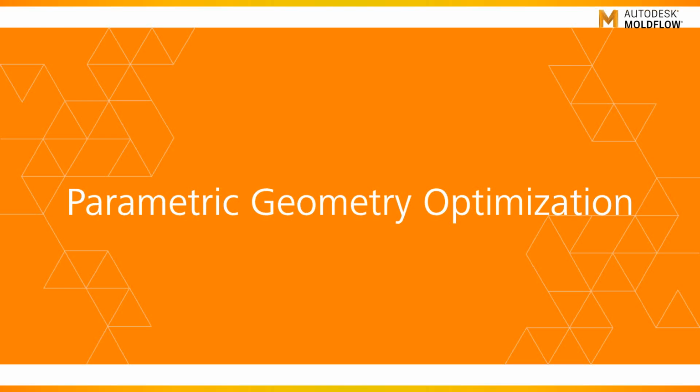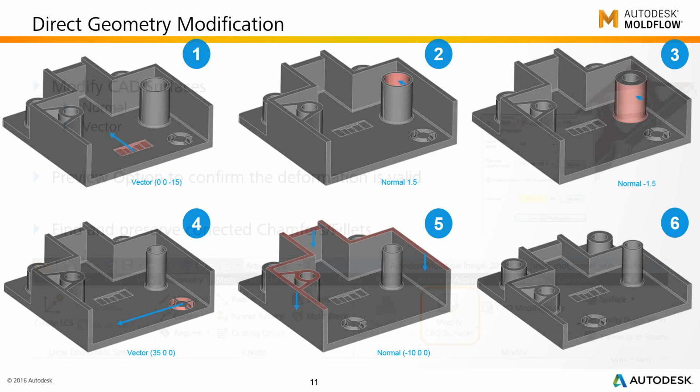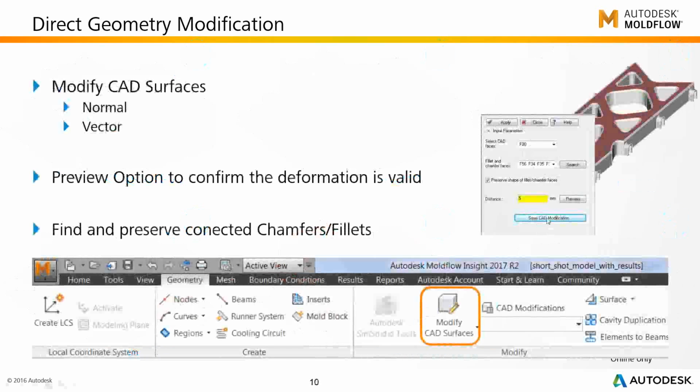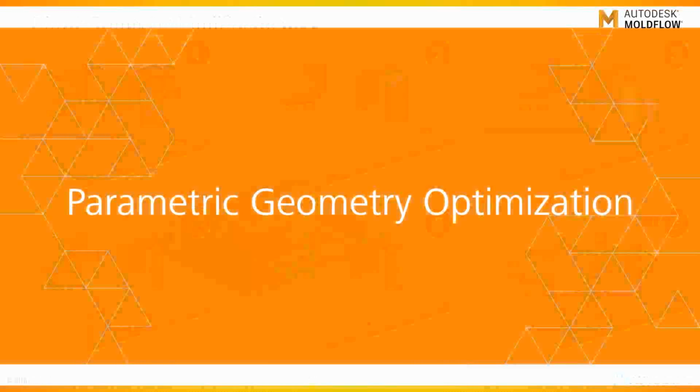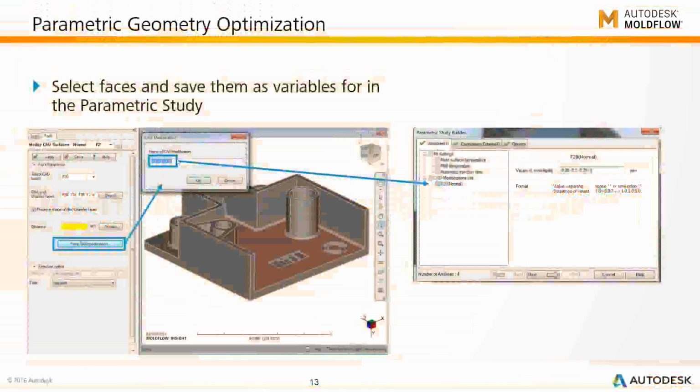But if I go back 2 slides, I have another option here in the dialog, and it says Save CAD Modification. This is an option that I can use to drive these types of modifications through a parametric study. Instead of applying the deformation straight away manually and seeing the result directly, I can save this group, this selection that I made, as a parameter, and give it a name.